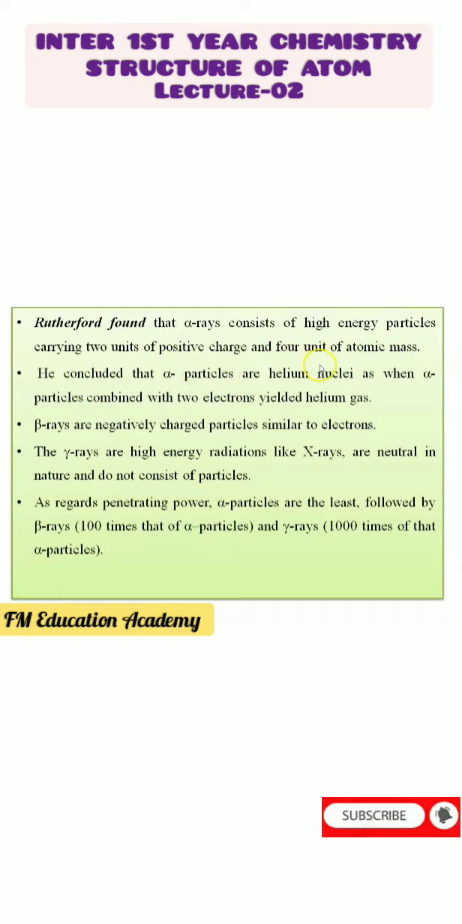What about beta rays? Beta rays are negatively charged particles similar to electrons. Gamma rays are high energy radiations like X-rays, and they are neutral in nature, that is, neither negative nor positive, and they do not consist of particles. As regards penetrating power, alpha particles are the least, followed by beta rays, 100 times that of alpha particles, and gamma rays, 1000 times that of alpha particles. If an objective question in any competitive exam asks you to arrange alpha, beta and gamma in order of penetrating power, you should write alpha less than beta less than gamma.